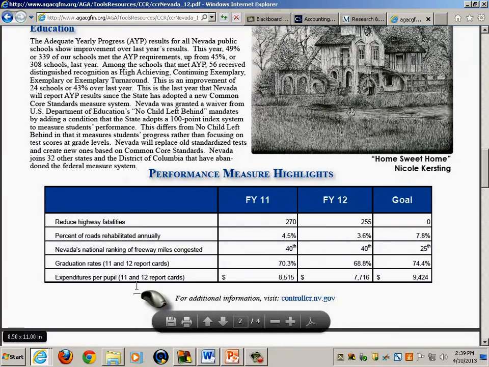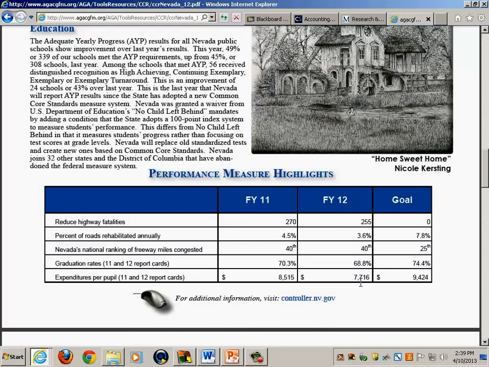Expenditure per pupil. Their goal is 9,424. They spend 8,515, and it was 7,700. That might seem a little puzzling. What does that mean to you? Their goal is higher than what they're spending. So what would they want to do? They want to raise the quality of their educational program and put more resources in, but that's all that they're able to spend. These are interesting. Percent of roads which are taken care of each year. Their goal is 7.8%. They were only able to do 3.6%.